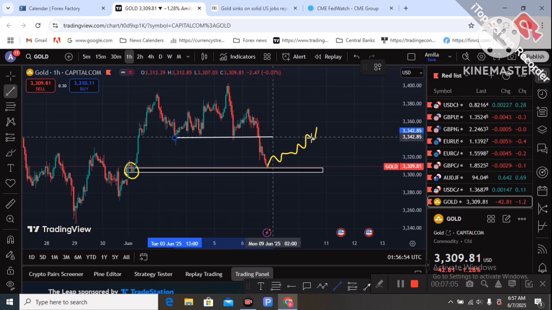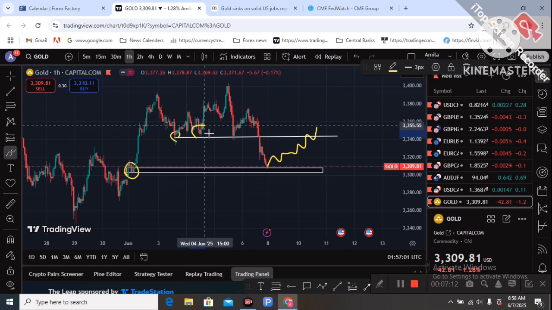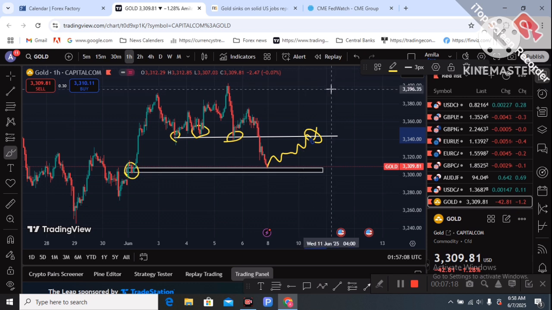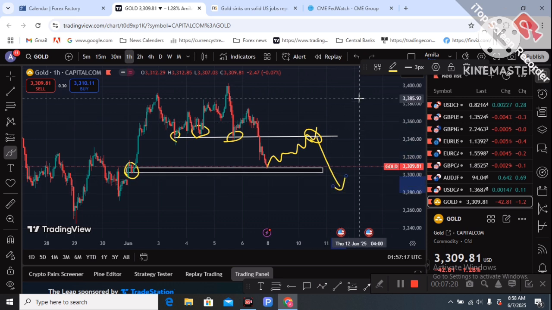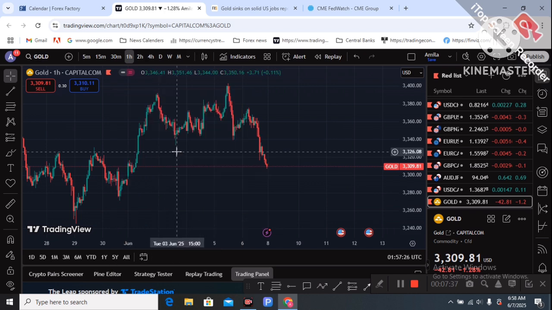Technically, this is the level, this resistance. You can see the left side support, and this support has become resistance here, so price can drop from this level. Next week, left side support becoming resistance is a simple technical theory, and price can drop to the downside. So that's the technical picture on the 1-hour chart.